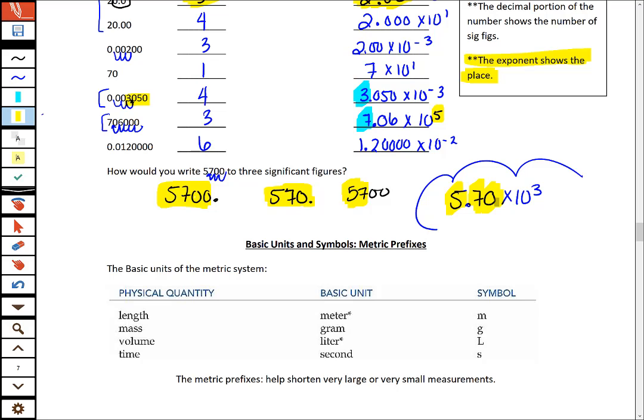When we talk about units, metric prefixes often use something that they call base units, right? And your base units are going to be things like a meter, a gram, a liter, and a second. Metric prefixes essentially help us do what scientific notation does. They help us make either very large numbers or very small numbers more manageable. So let's look at what those metric prefixes are.